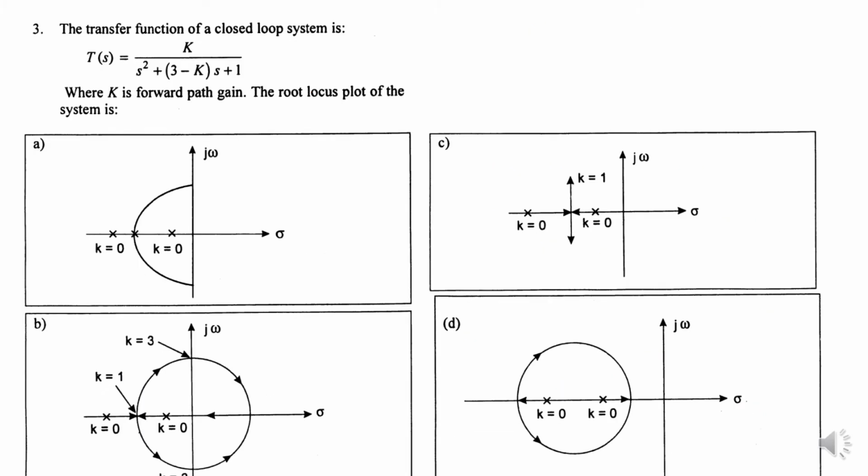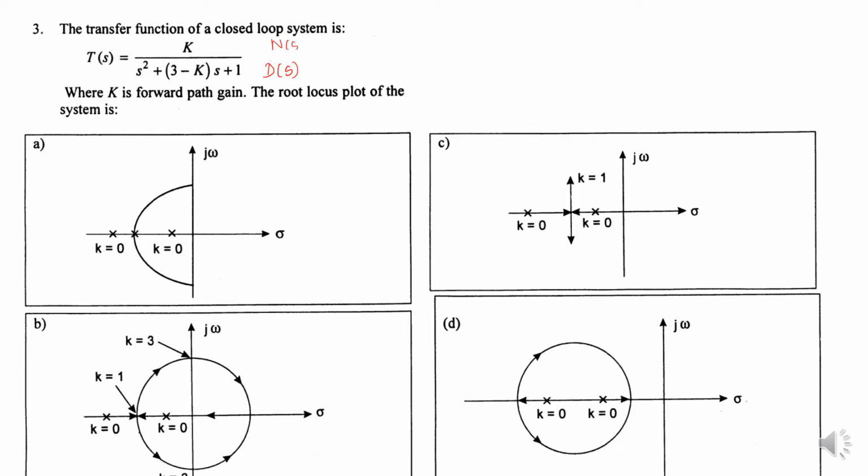Next problem, problem 3. The transfer function of a closed loop system is T(s) = k divided by s square plus (3 minus k) s plus 1, where k is the forward path gain. The root locus plot of the system is... Here, first of all, I am going to take the characteristic equation. What is the characteristic equation? Denominator polynomial equal to 0, that is the characteristic equation.